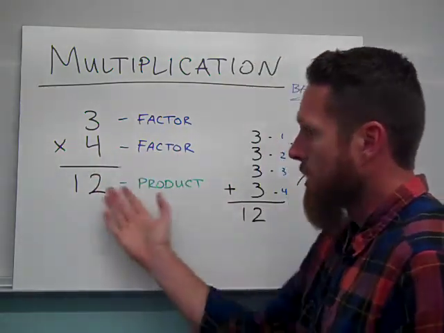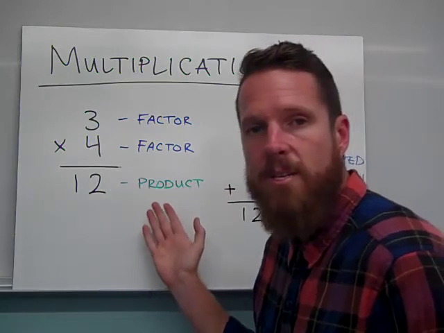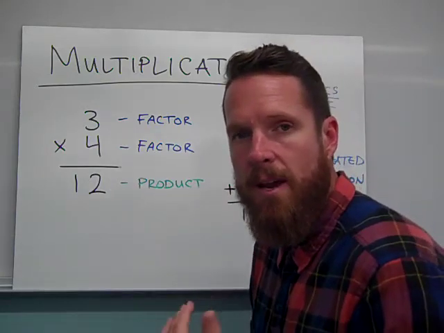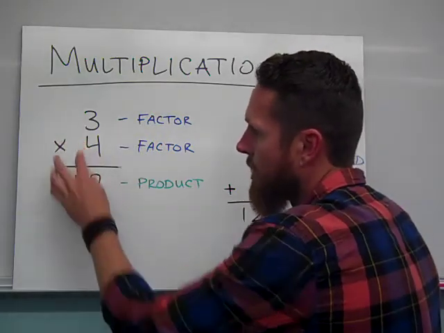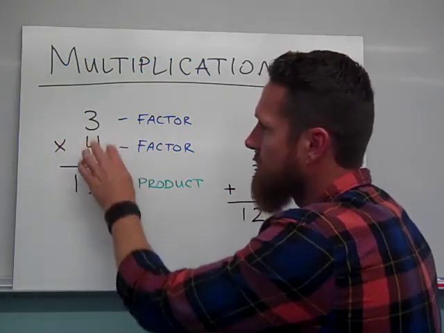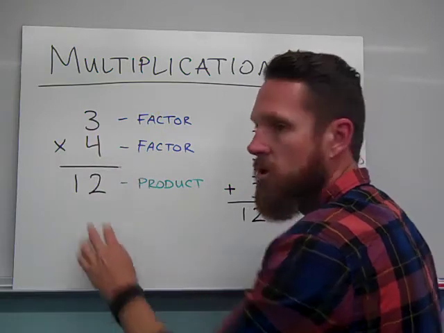And the answer to a multiplication problem is called the product. So a product is the answer to a multiplication problem. So here we have 3 times 4, which equals 12. So these two factors multiplied equals 12.